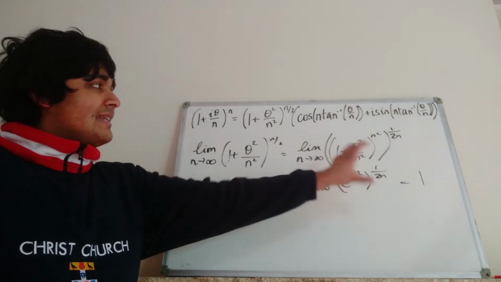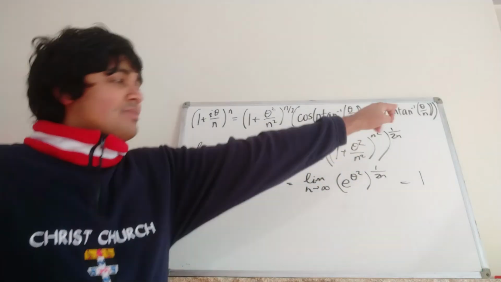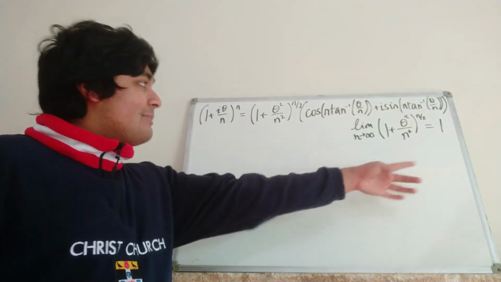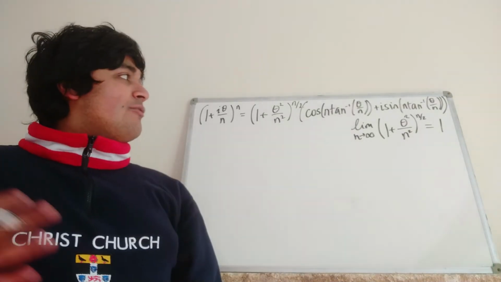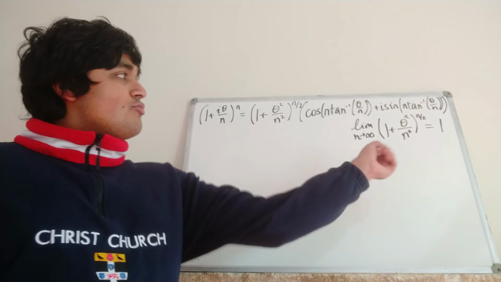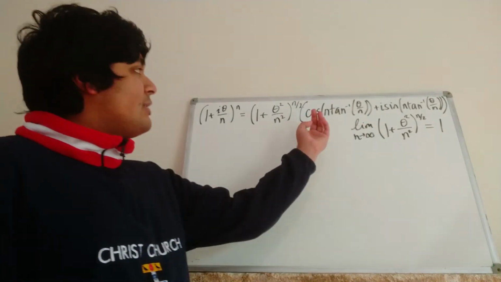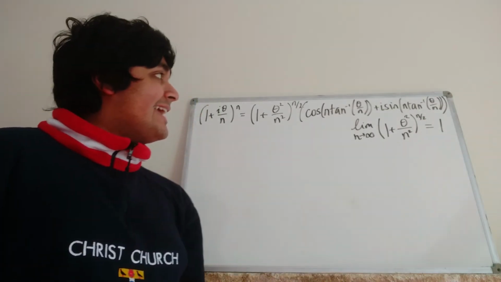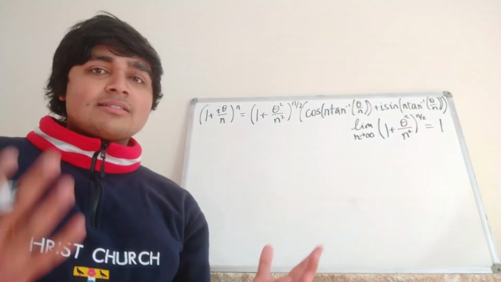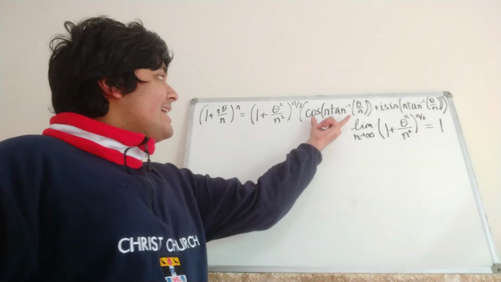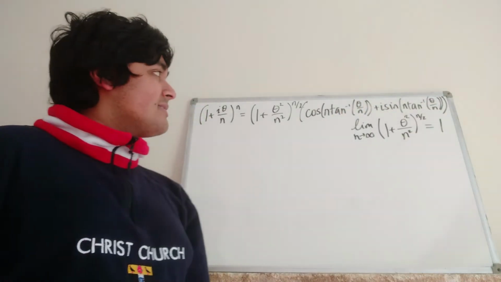Now what I'm going to do is just clear this up and then work out the limit as n goes to infinity of this. Okay, so we just computed this limit here: the limit as n goes to infinity of 1 plus theta squared over n squared raised to the power of n over 2 equals 1. And what we want to do now is compute the limit as n goes to infinity of this. But notice that cosine and sine are continuous functions, so we can bring the limit as n goes to infinity inside each of the cosines and sines.